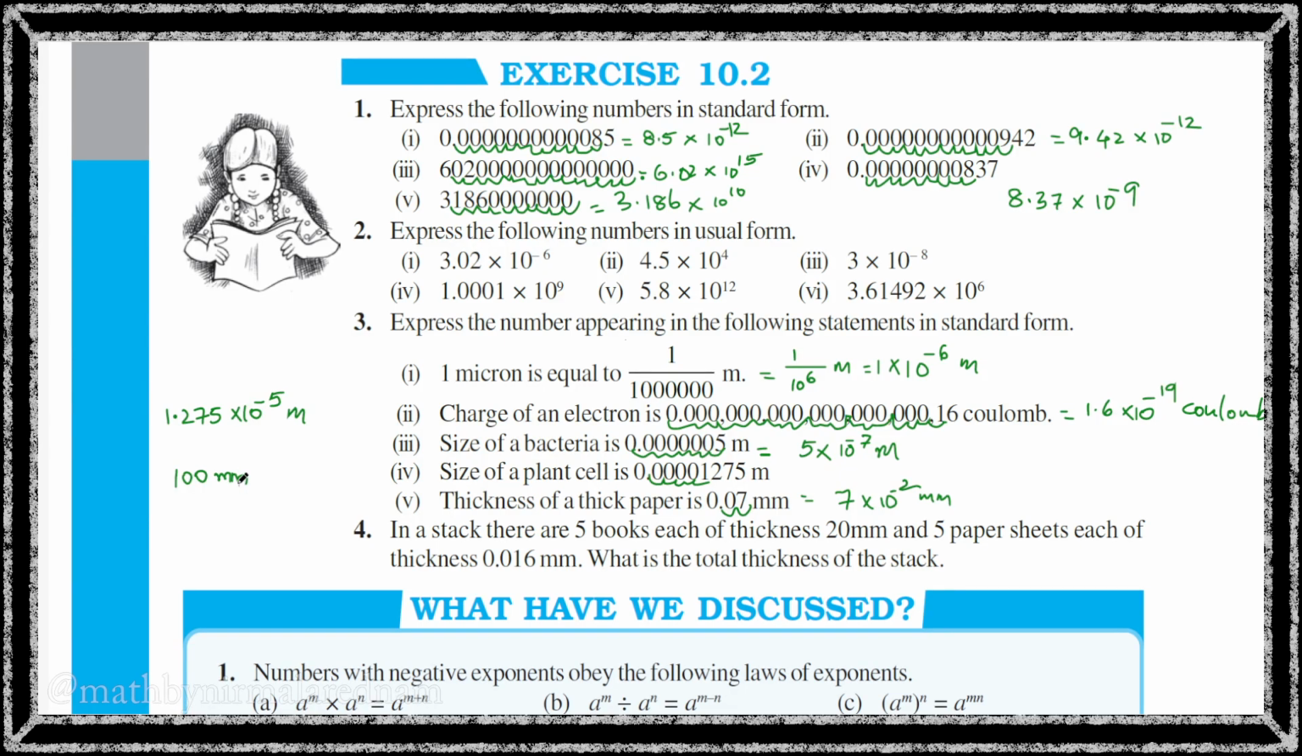And this is the thickness of the books. And then there are 5 paper sheets, each of thickness 0.016 mm. So now for this, 5 into 0.016, 5 paper sheets together is going to be 0.080, which is 0.08 mm, right? Total thickness, both are in mm, so I can add them. 100 plus 0.08 is nothing but 100.08 mm.